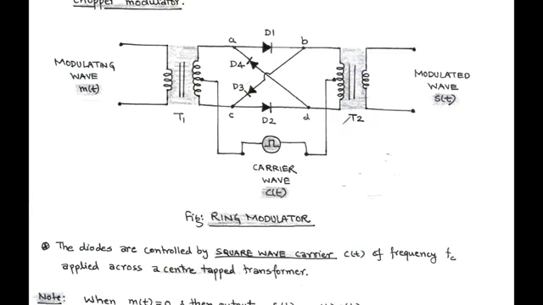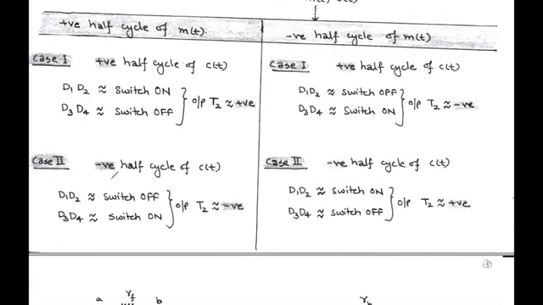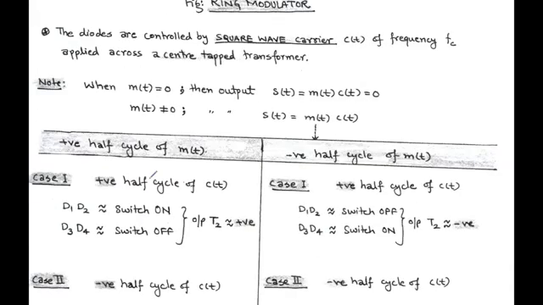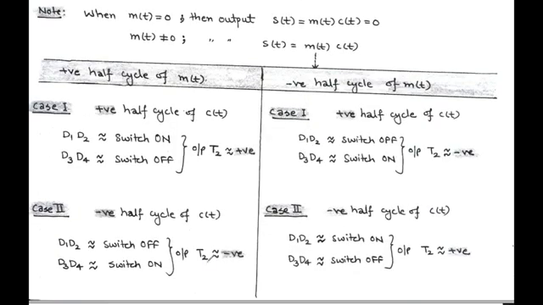And in the second case, when the message is positive, we apply a negative half cycle of the carrier. In this case, D3 and D4 are forward biased or switched on, whereas D1 and D2 are reverse biased or switched off. In this case, we get a negative output at transformer T2.